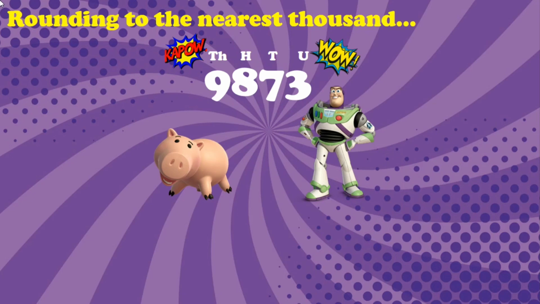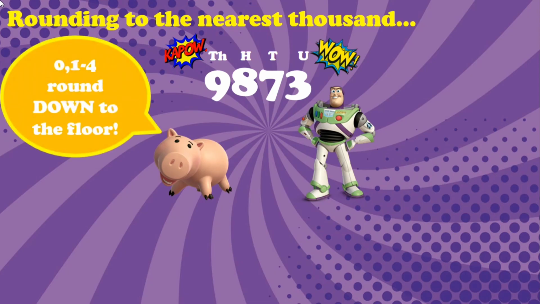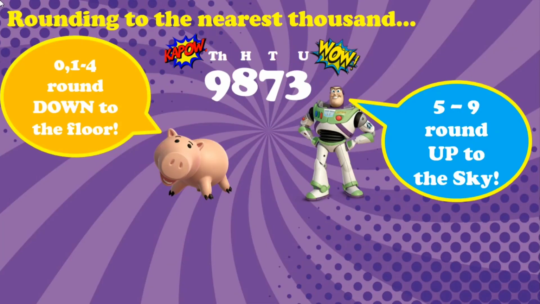9,873 rounded to the nearest thousand. What is this? You can pause and then play. Now remember, 0, 1 to 4, round down to the floor. 5 to 9, round up to the sky.